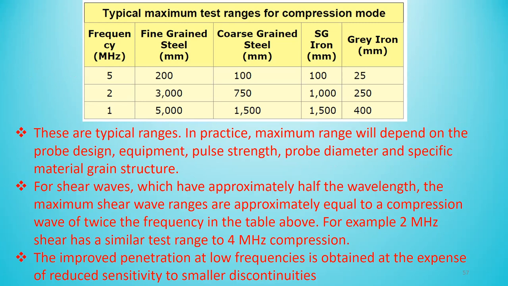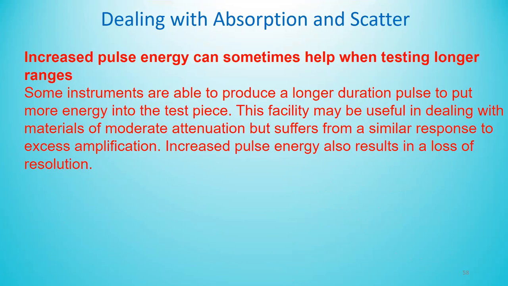For shear waves, which have approximately half the wavelength, the maximum shear wave ranges are approximately equal to the compression wave of twice the frequency in the table above. For example, 2 MHz shear has a similar test range to 4 MHz compression. The improved penetration at low frequencies is obtained at the expense of reduced sensitivity to smaller discontinuities.